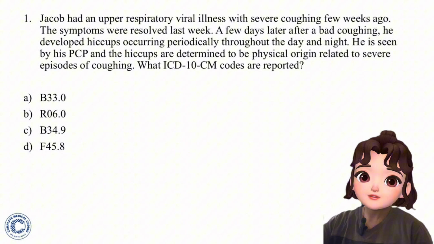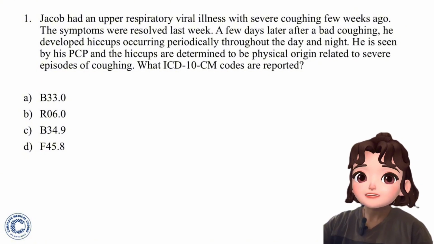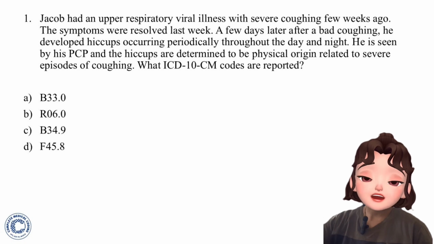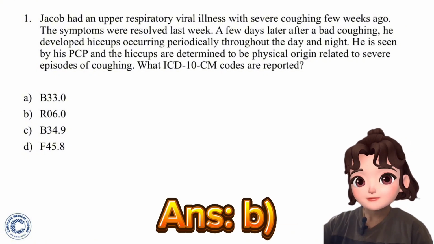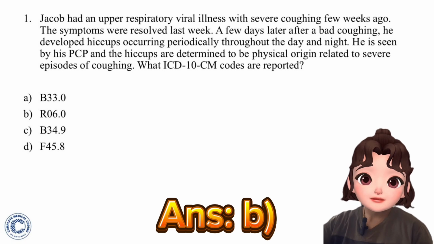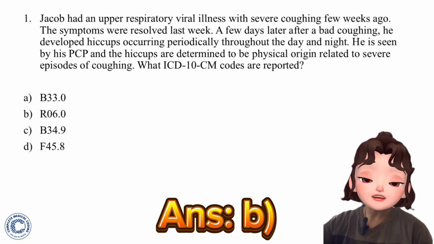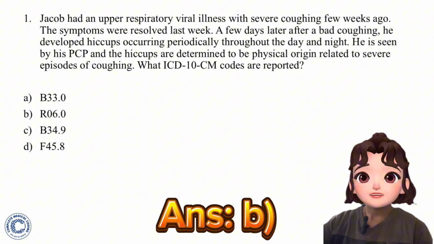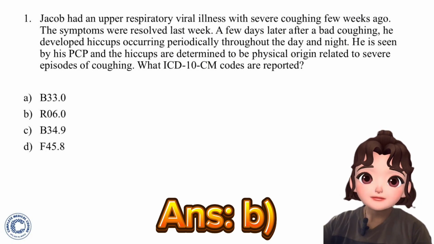Currently he's having hiccups, and hiccups are mainly caused by breathing difficulty because of cough. So you have to code for the breathing difficulty. The correct code here is dyspnea, which means shortness of breath. So the answer is option B, R06.0. You can code for cough also, but because of cough, the patient developed continuous hiccups, and for that the patient has gone to see the PCP, primary care physician. So you have to code for shortness of breath. The answer is option B, R06.0, dyspnea.